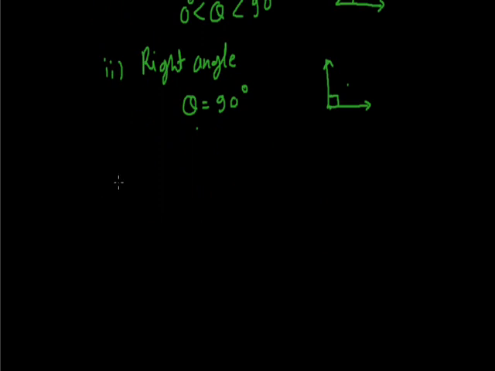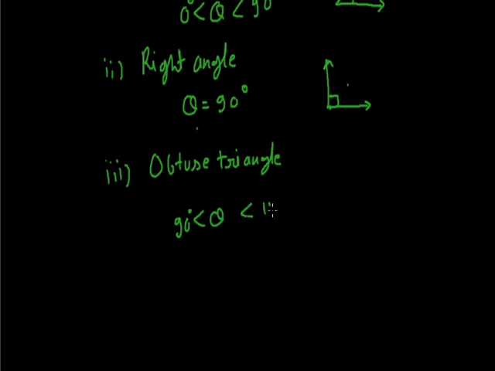Now the next type of angle is the obtuse angle. In an obtuse angle, the measure of the angle is greater than 90 degrees but less than 180 degrees. The angle whose measure is greater than 90 but less than 180, we will call an obtuse angle. The geometrical representation of an obtuse angle is like that. This is an obtuse angle.